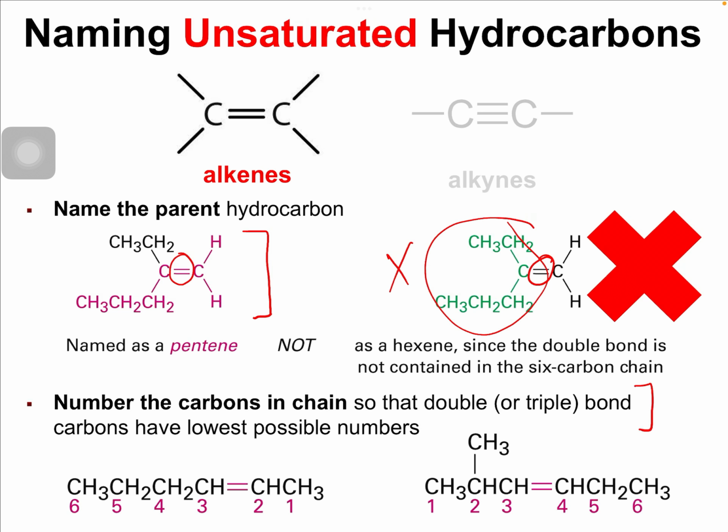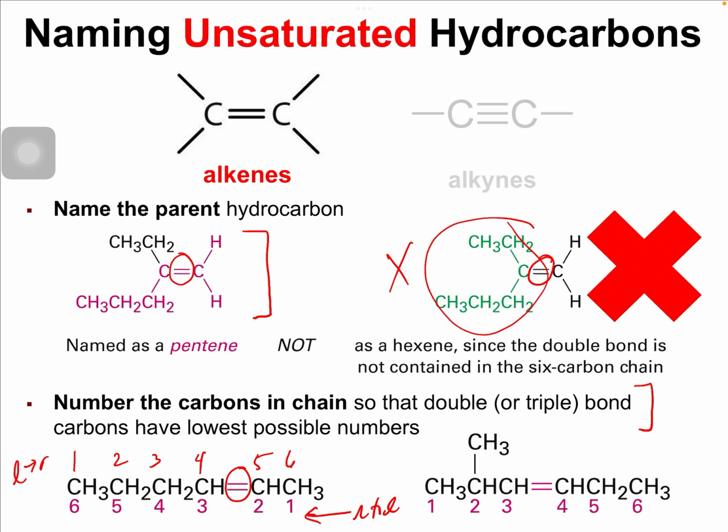Second bullet, number the carbons in the chain so that the double or triple bond carbons have the lowest possible number. So paano kaya to? Parang alalahanin niyo yung rule ng sa substituent. Magsimula kayo dun sa end kung saan mas makikita ninyo itong mga double bonds or triple bonds. So let's give an example. This one, ito ay ninumber na from right to left. Kasi bakit? Yung double bond is between 2 and 3.